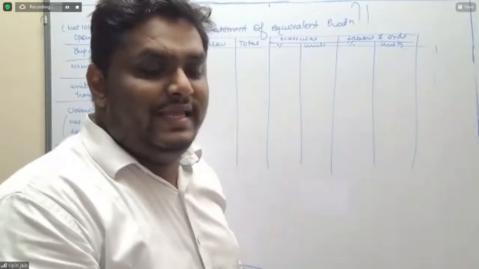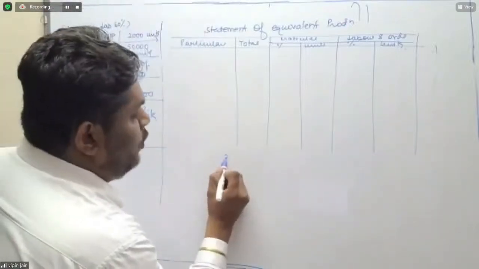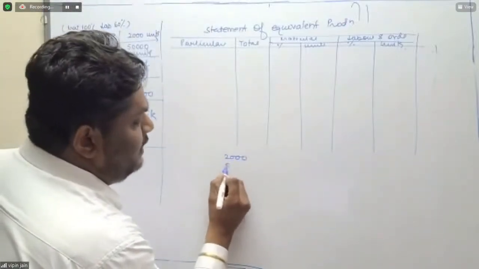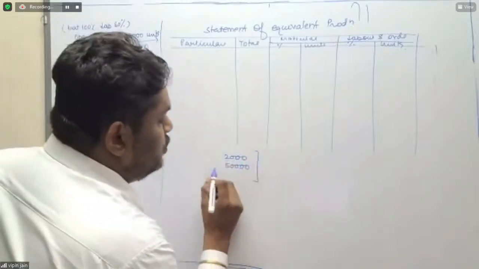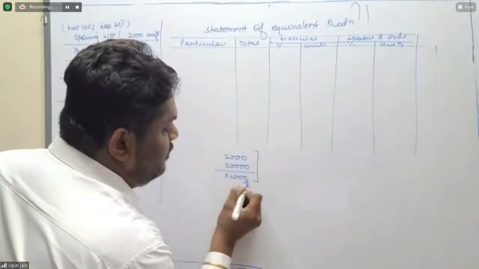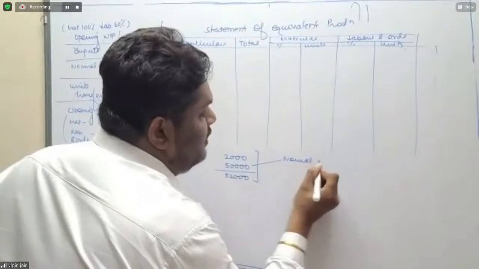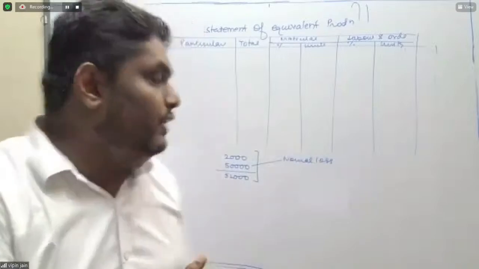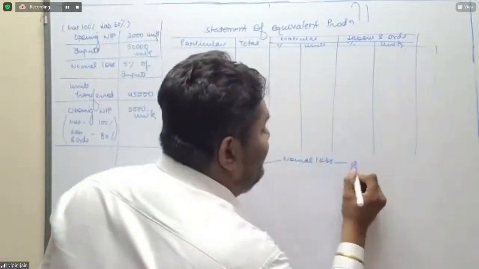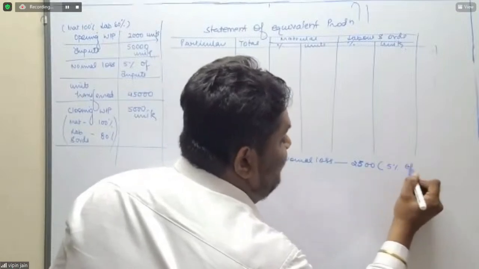Yes, Kushal, it is a very easy chapter. Anyways, guys, now see the total input: the opening work in progress is 2,000 and the input made during the year is 50,000. So in total we have 52,000 units in hand. Out of this, the normal loss is given in the question. That is 5% of the input made during the year, so this will be 2,500. That is 5% of 50,000.